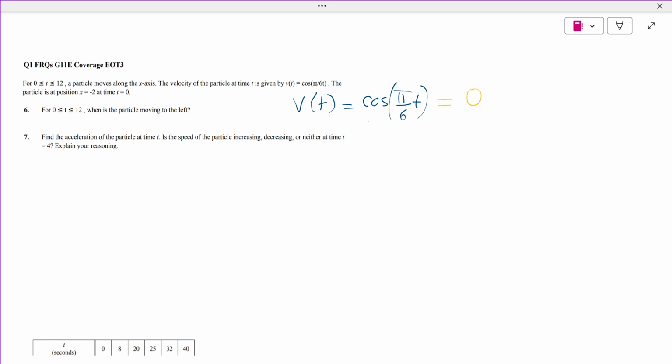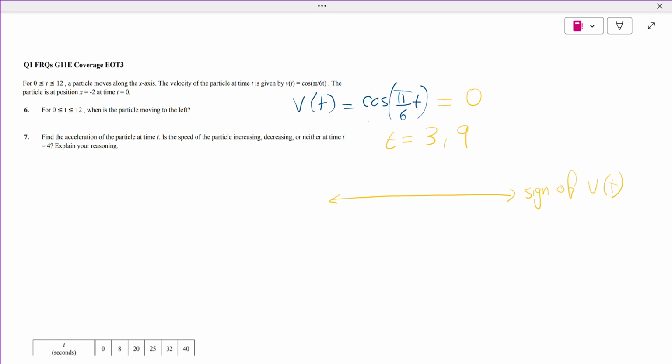velocity. So if you set this equal to 0 and solve for t, you are getting 2 values for t on the given interval, 3 and 9. Now what happens at 3 and 9? The particle is not moving, the particle is at rest. Now let's check the sign of v of t.